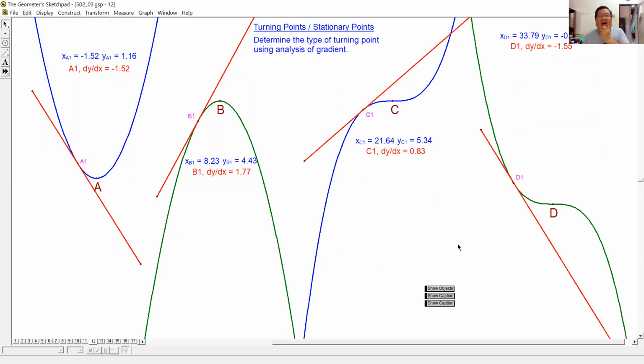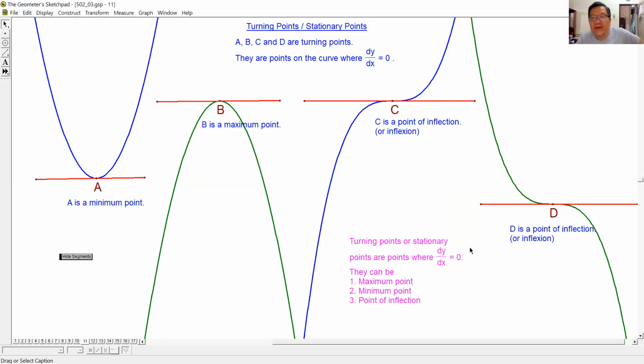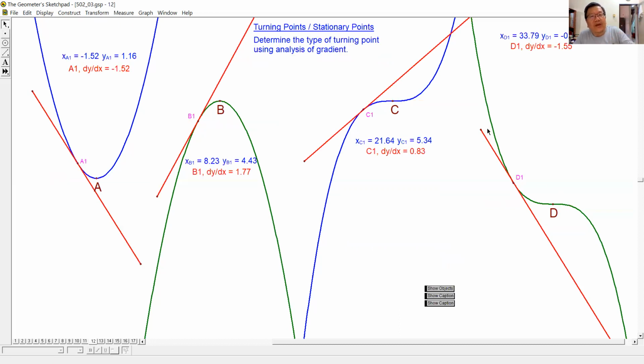Okay, turning points. When we say dy dx equals 0, all these points have dy dx 0. We can actually use dy dx equals to 0 to calculate the coordinates of these points A, B, C, and D. Okay or not? When we use dy dx equals to 0, we can actually calculate the coordinates of point A, point B, point C, and point D.